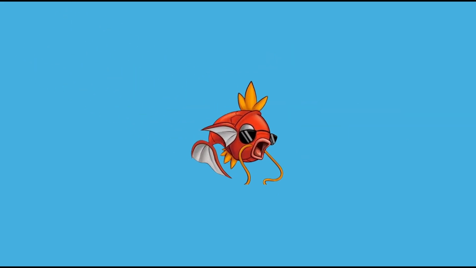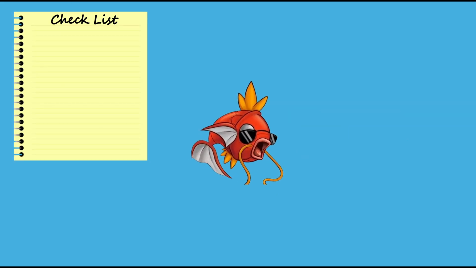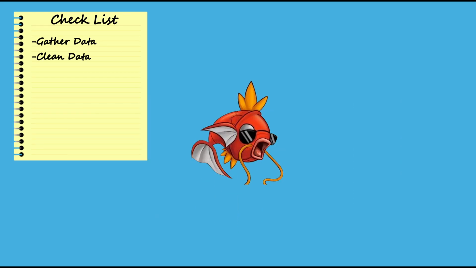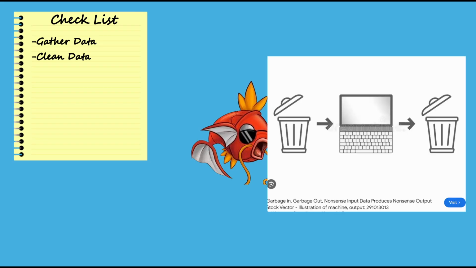To make this easier to follow, we need to create a checklist of how to create this model. First, we need data, and lots of it. Data to a data scientist is like Coke to an investment banker. Second, we need to clean and organize the data. It's like the old saying goes, garbage in, garbage out. Basically, if the training data is nonsense, the predictions will be nonsense.